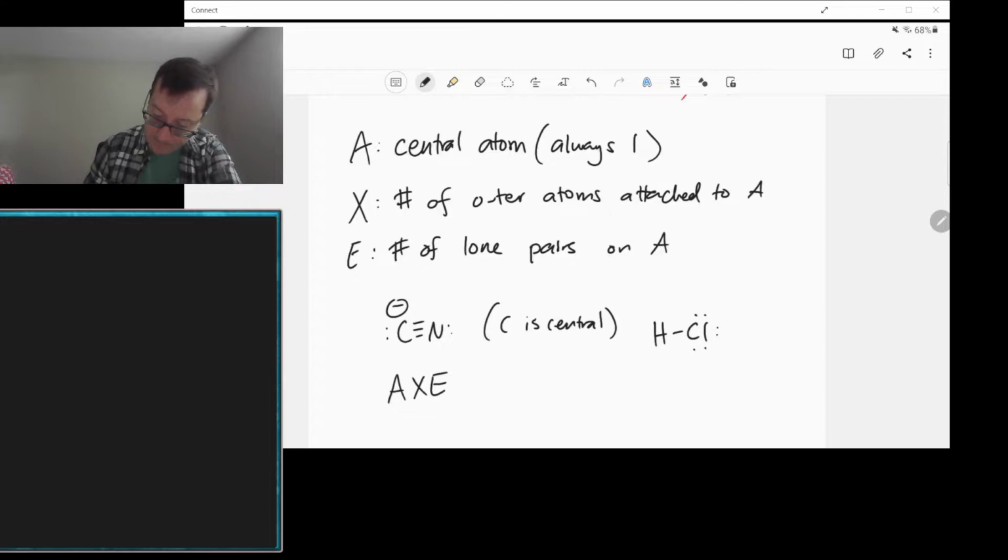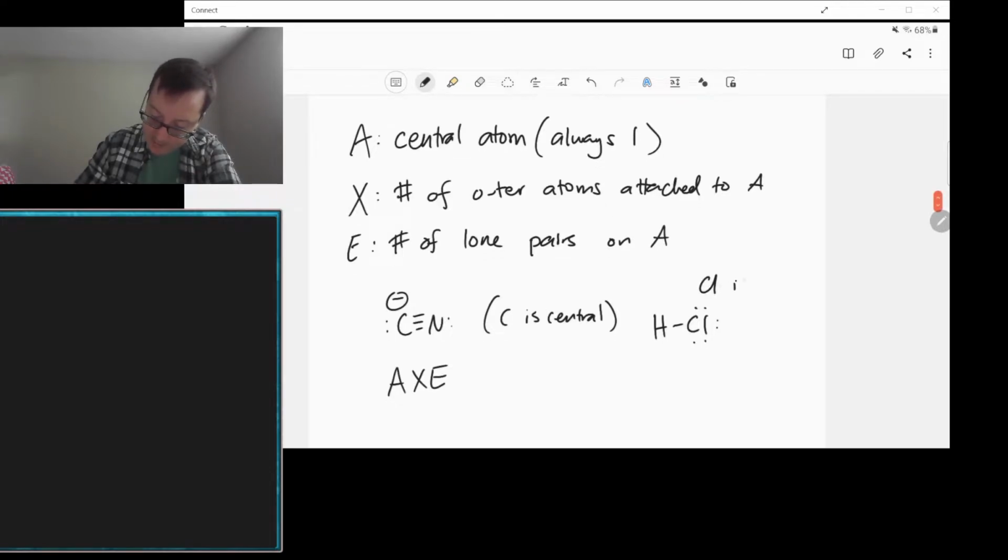HCl. Cl is the central atom. Hydrogen and fluorine can never be central atoms because they can only make 1 bond. We're going to see that this one would be AXE3. So just look at your central atom and see what it has on it.